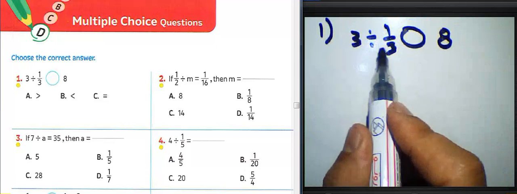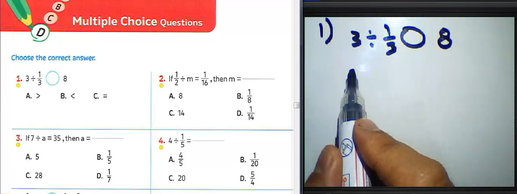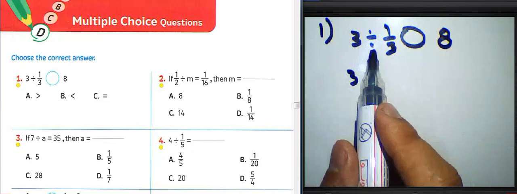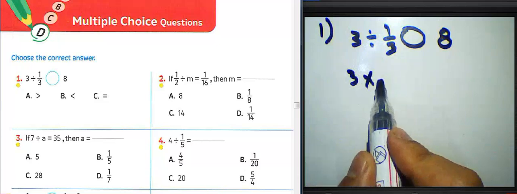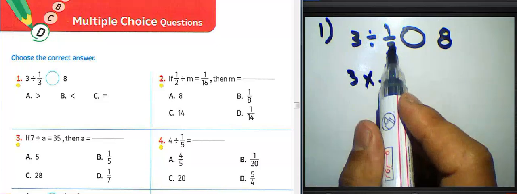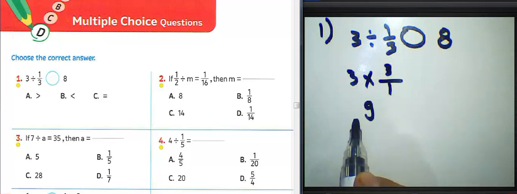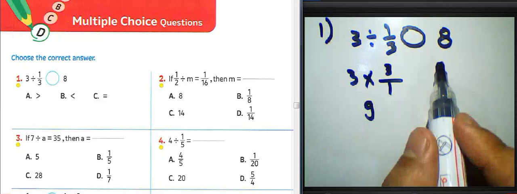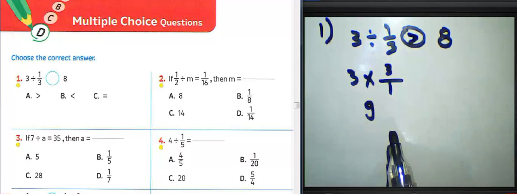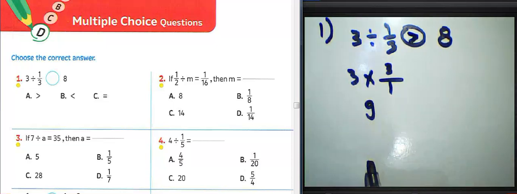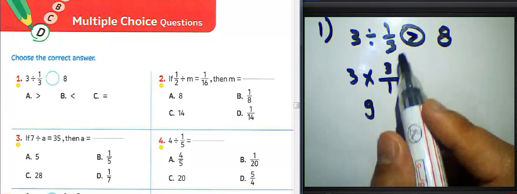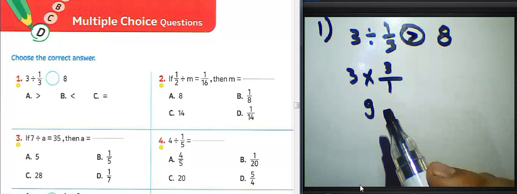First, we can find the result of 3 divided by 1/3. Write 3, convert from division to multiplication, and write the inverse of this fraction. It will be 3 over 1. Then the result will be 9: 3 times 3 is 9, and 9 divided by 1 equals 9. 9 is greater than 8, so we must write 9 here. We must choose letter A for this question.